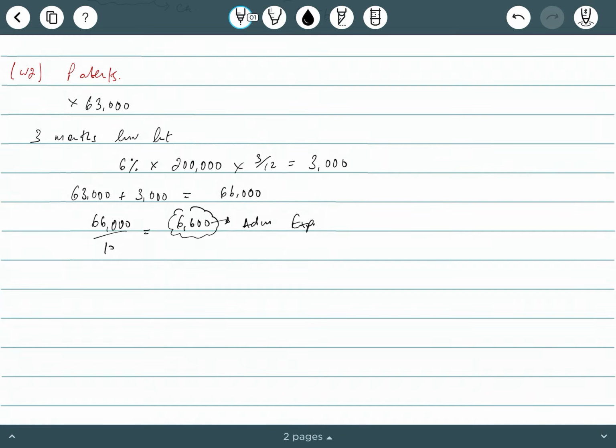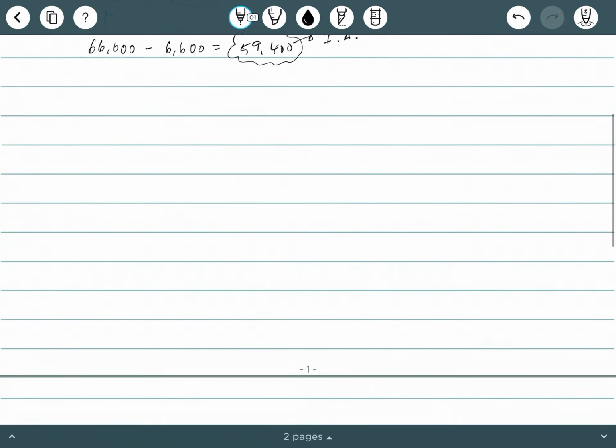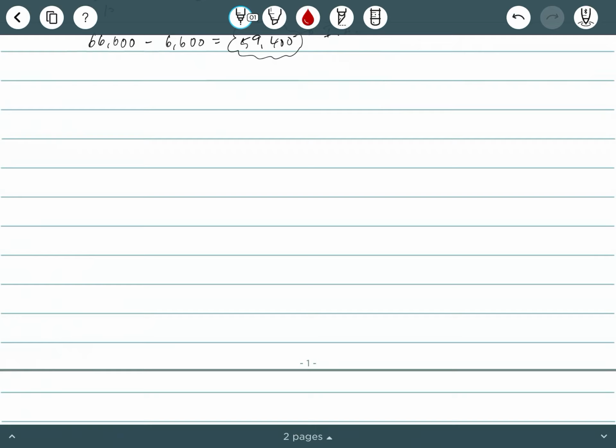The figure we're going to bring forward into our balance sheet is obviously the 66,000 minus the 6,600 that we've written off, which gives us 59,400. And we know patents are an intangible asset in the balance sheet. The next working that leads me on to then is to work out what the story is with the investment interest.